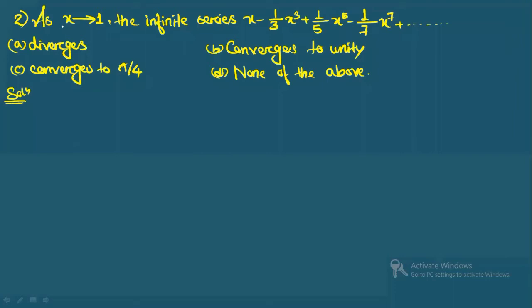What you have in the second question, it is said as x tends to 1, the infinite series x minus 1 by 3x cubed plus 1 by 5x to the power 5 minus 1 by 7x to the power 7 will diverge, converge to unity, converge to pi by 4, or none of the above. So when you see this series, you can see the important relation, which we have also discussed there. Okay, so you can see it is the series of what? Tan inverse x. Tan inverse x is equal to x minus 1 by 3 x cube plus 1 by 5 x to the power 5 minus 1 by 7 x to the power 7, and so on.